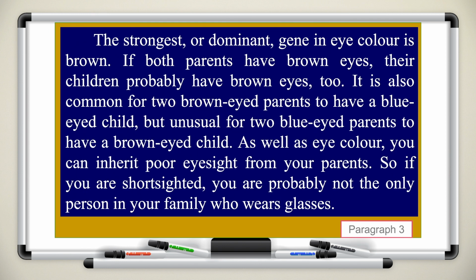The strongest or dominant gene in eye color is brown. If both parents have brown eyes, their children probably have brown eyes too. It is also common for two brown-eyed parents to have a blue-eyed child, but unusual for two blue-eyed parents to have a brown-eyed child. As well as eye color, you can inherit poor eyesight from your parents. So if you are short-sighted, you are probably not the only person in your family who wears glasses.